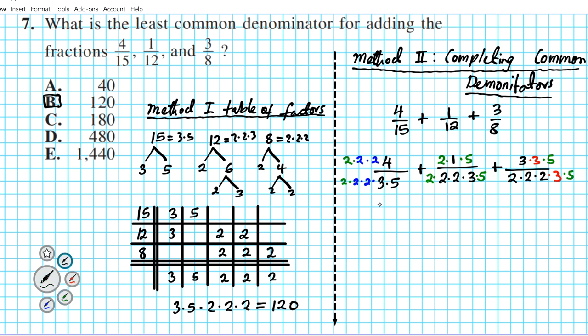So to figure it out, we're just going to multiply 2 times 2 times 2 times 3 times 5. Okay? And it's the same thing that we have here. So we can go 3 times 5 is 15 times 2, 30 times 4 is 120. And the LCD is 120.